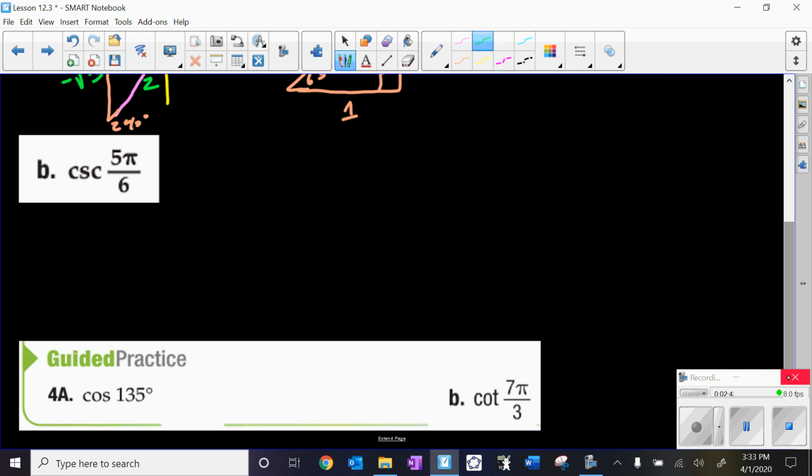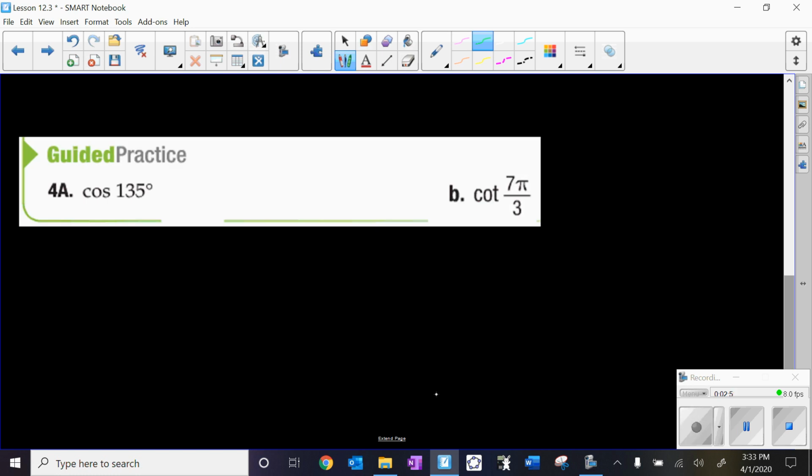Let's scroll down. Let's try another one. Let's do the 135 one down here at the bottom. We'll do cosine of 135. Then we'll go back and do some other ones as well. So for cosine of 135, we're going to draw on our location, then our reference angle. 135 is going to be in our second quadrant. Going from there to there, that's 135 degrees. Draw in my right triangle.